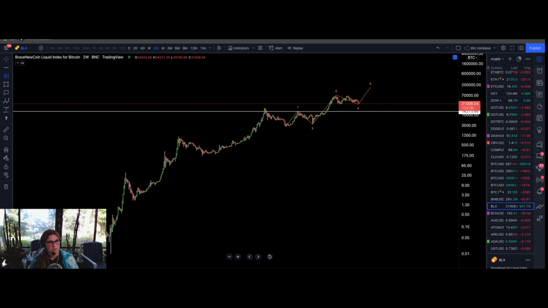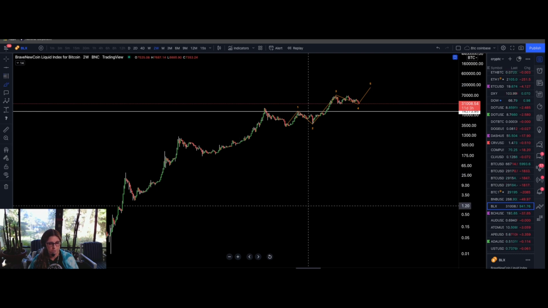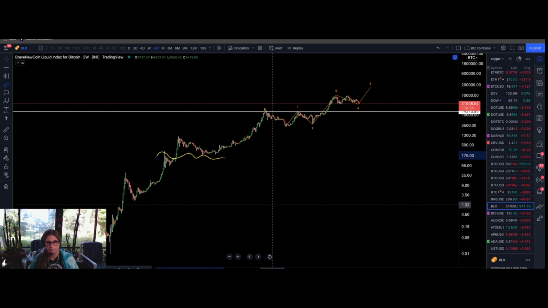We are on the BLX chart. And I was looking at this today, looking at this count like I've looked at it so many times. And what I noticed is there's only one time in history that Bitcoin overlapped another wave.